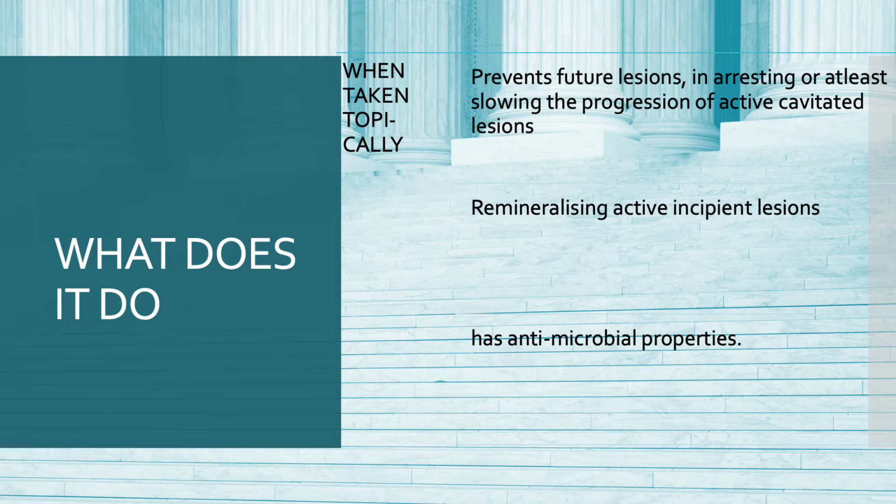Now, the other way that it works is when you apply it topically. That means we can apply it in the form of fluoride gels or fluoride varnishes, you might have heard about, or fluoride mouthwashes, or the most common one, the fluoride toothpaste. Now, when you're using it that way, it prevents future lesions. That means it reduces the chances of having more cavities, number one. It also helps in arresting or at least slowing down the process of already cavitated lesions. That means the already present cavities in the mouth. It slows down the progression, I should say.